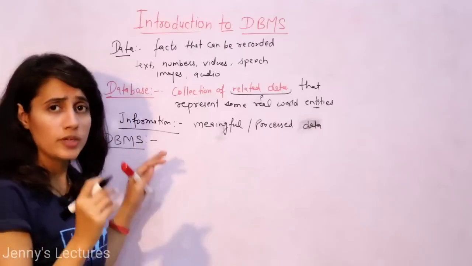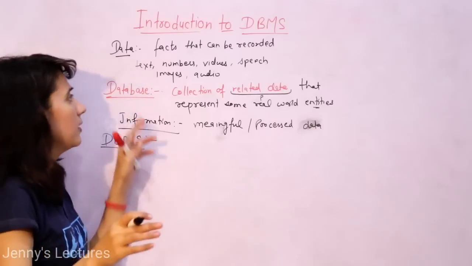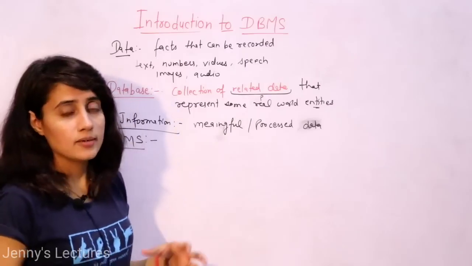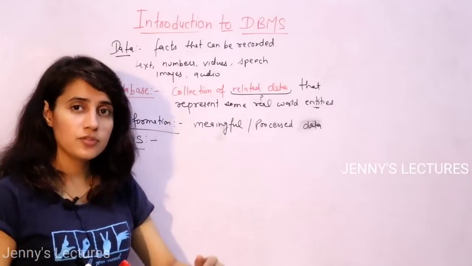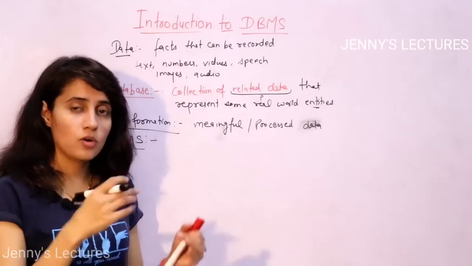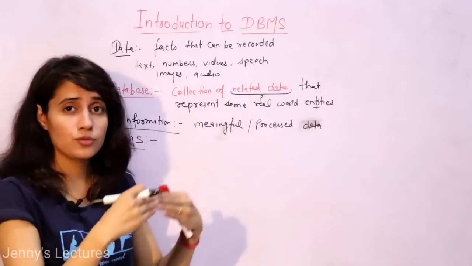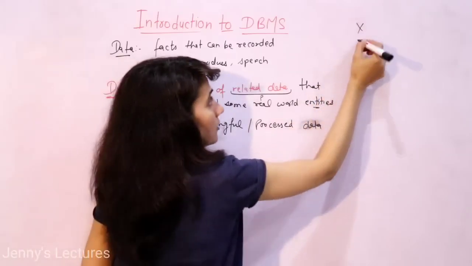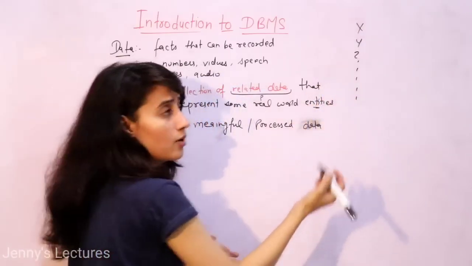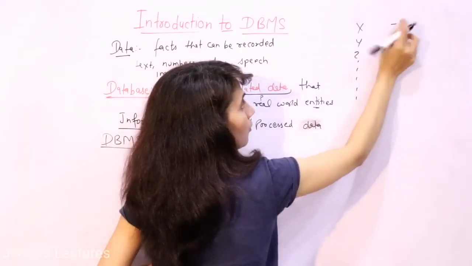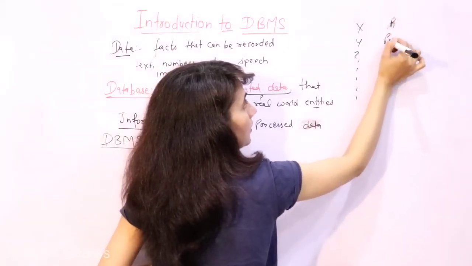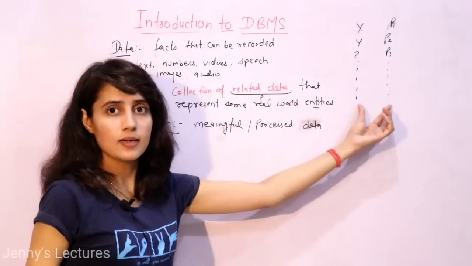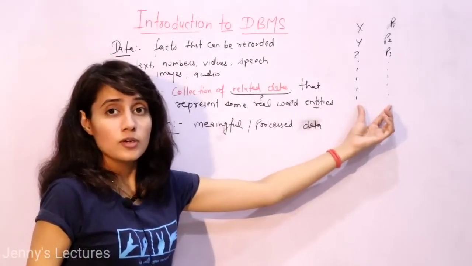Fine. Now next is DBMS. Before going to DBMS, let us take one example. Database. Suppose I want to collect some data, I have 10 friends and I want to record the phone numbers of those 10 friends. Suppose X, Y, Z, and so on for the 10 friends I have, and these are the phone numbers P1, P2, P3 of all my friends. So obviously this is a collection of related data, na? So this is what? A database.